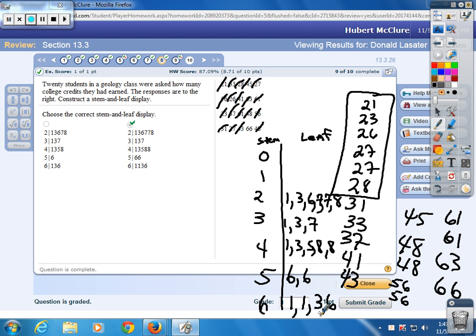It should be this one. Okay? So these are just different ways of putting your data in. That's it.